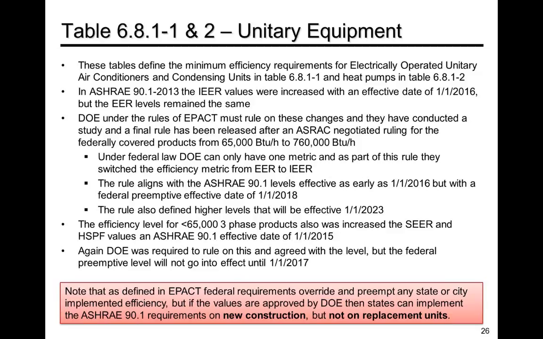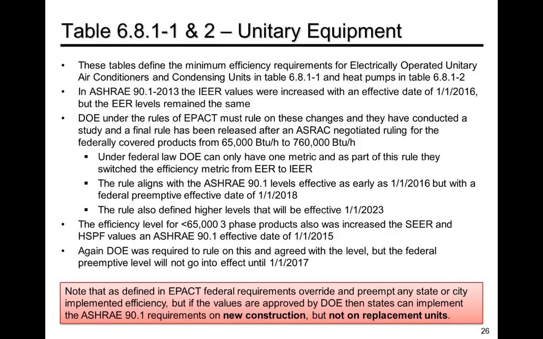In parallel with that, because anything up through 760,000 is a federally covered product, that means DOE has to rule on those. So they did a rulemaking on them, and they didn't totally agree with the revisions that we changed. So we went into a negotiated rulemaking, which is a kind of new procedure the industry goes through. In the end, we came up with an agreement, and I'll tell you in a minute what that is.